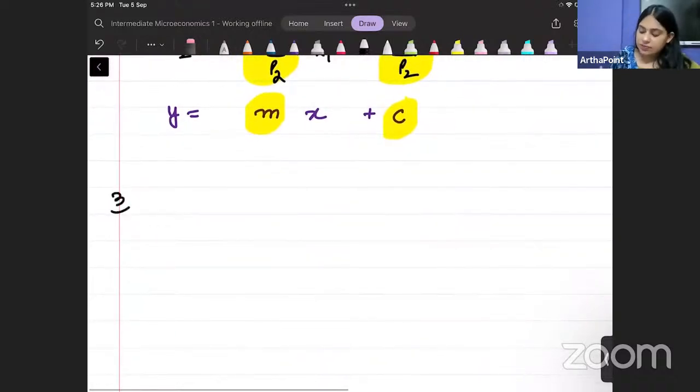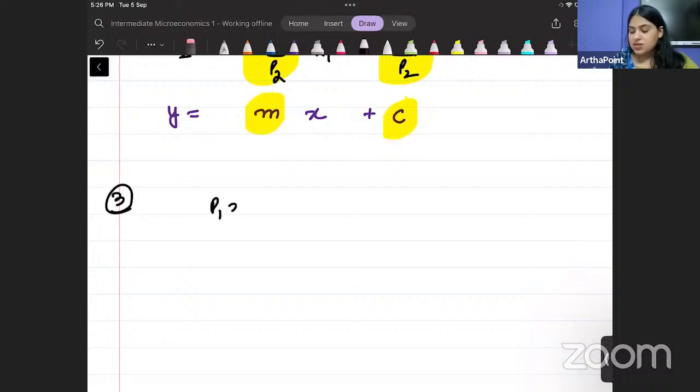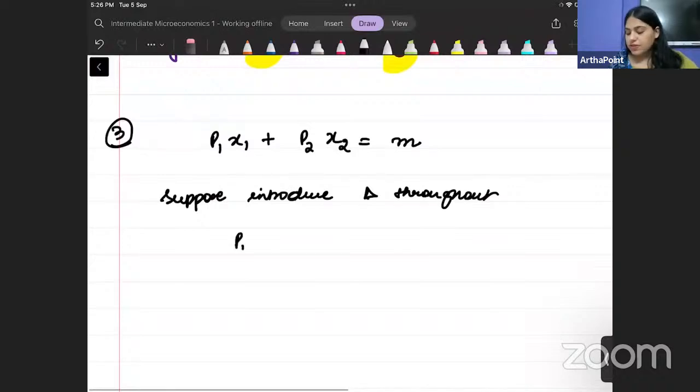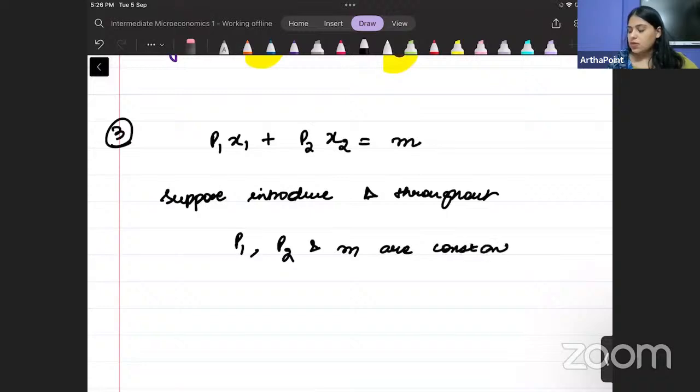But method number 3. This is given in your book. We will do this method also. क्या method है समझ लेते हैं. So try to understand that the budget line is P1 x1 plus P2 x2 is equal to income. ठीक है. But suppose I introduce change throughout. P1, P2 and M are constants. Price तो आपको given ही है, prices are given to you. Income is constant. Income consumer की change नहीं हो सकती है.